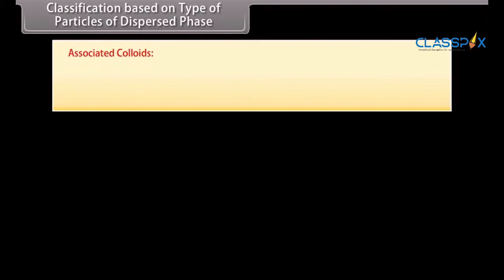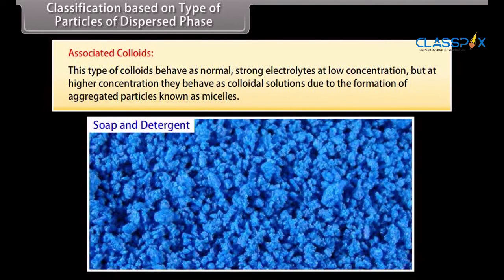Associated colloids: this type of colloids behave as normal strong electrolytes at low concentration, but at higher concentration, they behave as colloidal solutions due to the formation of aggregated particles known as micelles. For example, soaps and detergents.